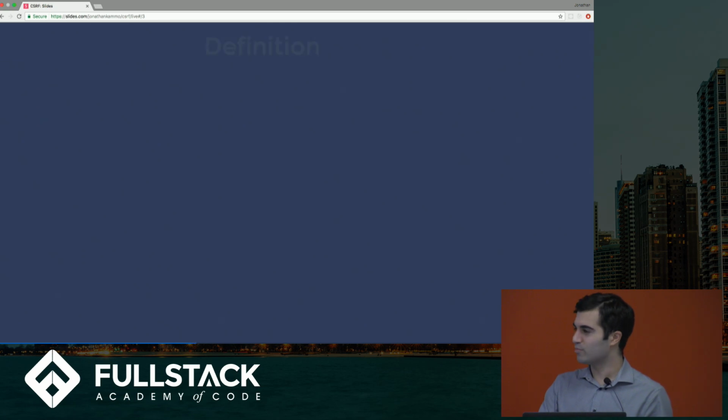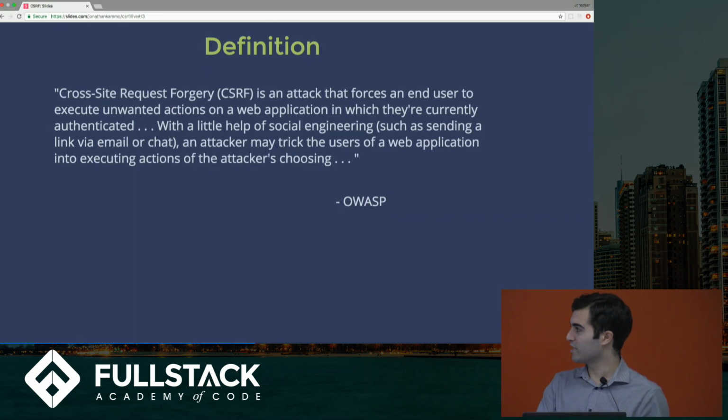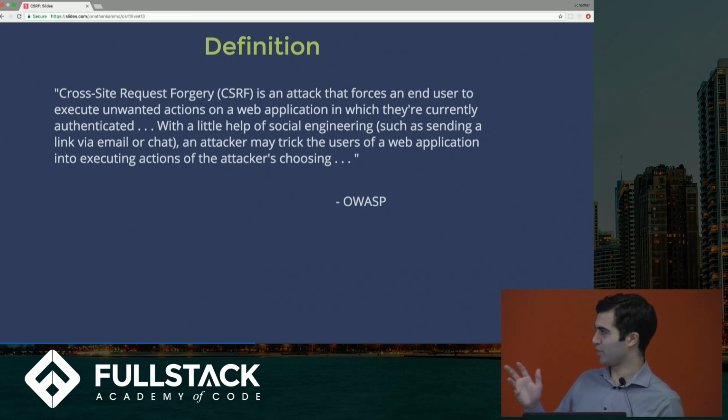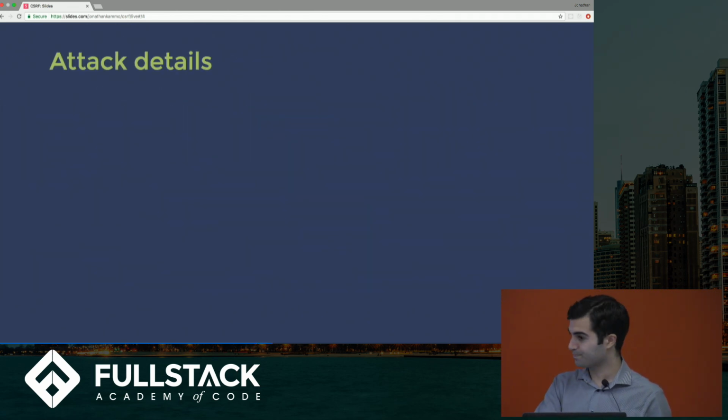So pretty scary stuff. Quick definition from OWASP. Again, basically, it's an attack that makes an end user execute some type of action that they didn't mean to do, and it wasn't supposed to be authenticated by them, but because of some trickery that's going on, and maybe the help of a little social engineering, like sending someone a message with a link that goes to some malicious website, that's typically how something like this can happen.